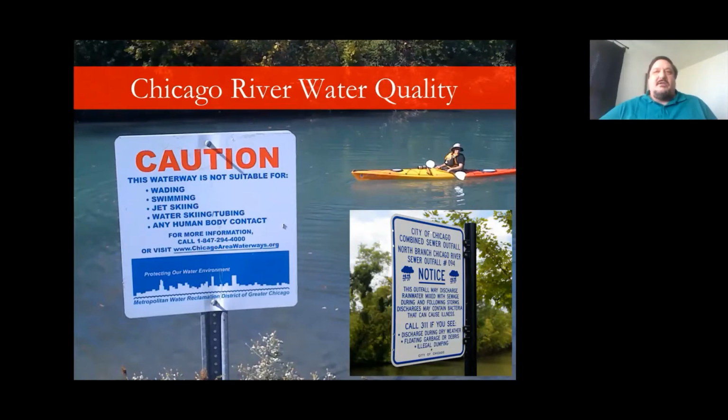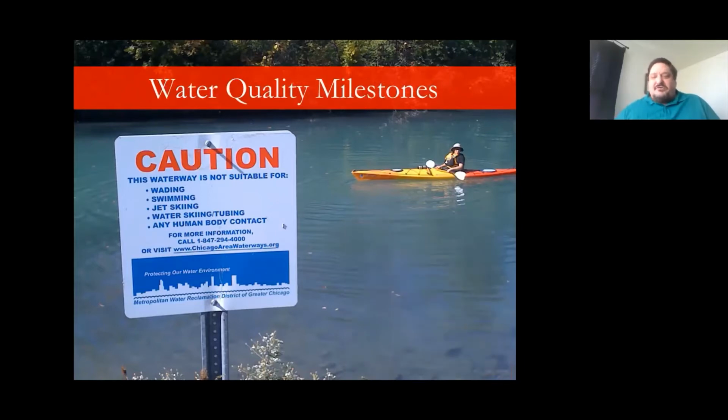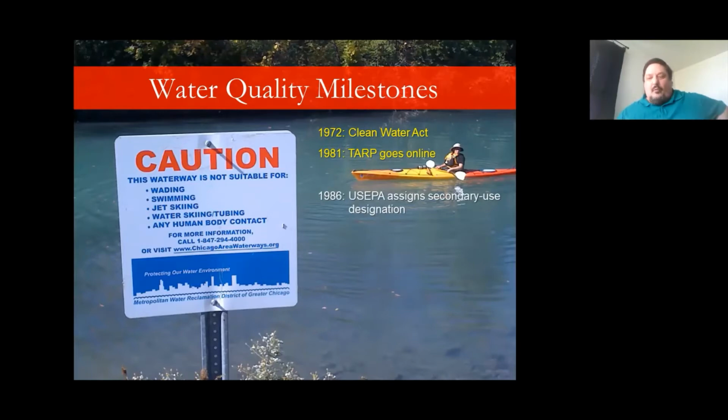But it's been improving steadily since about the mid 20th century, the environmental movement of the 60s, the Clean Water Act, things like that. So one of the big first milestones in terms of improving water quality was the Clean Water Act of 1972. And a lot of these are going to be covered in later slides, so I'm not going to expound on them right now. In 1981, TARP went online. That's the Tunnel and Reservoir Plan for the Metropolitan Water Reclamation District. In 86, the EPA assigned secondary use designations for the river, meaning that it finally had a baseline minimum requirement for water quality.